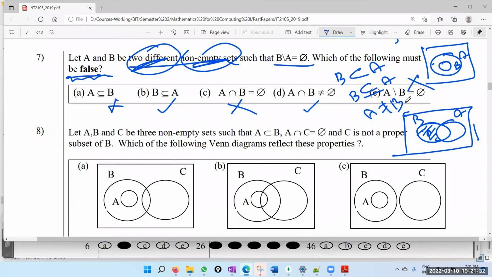So it's a tricky question, right? Even for me, it's quite a tricky question. So my gut feeling is that the ones that must be false are A, C, and E. Okay, A, C, and E. I hope you have done this.